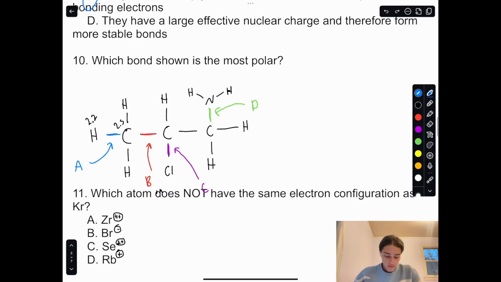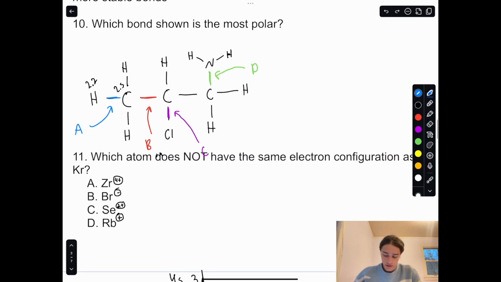All right, 10. Which bond shown is the most polar? This comes down to electronegativity. So I wrote the electronegativities of hydrogen and carbon here, 2.2 and 2.5. And the bigger the difference in the electronegativity of two bonded atoms, the more polar the bond is. So 2.5 minus 2.2 is a difference of about 0.3, which is really small. That's considered nonpolar. So this would be a nonpolar bond.